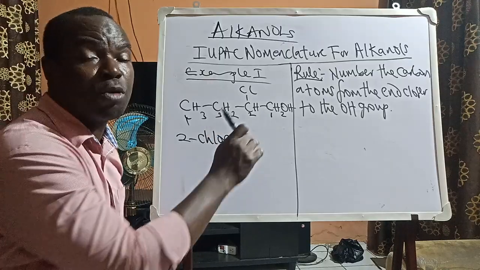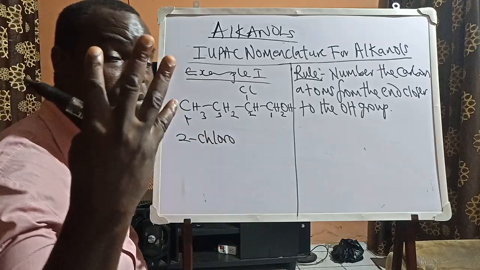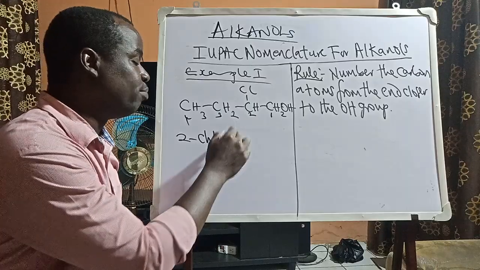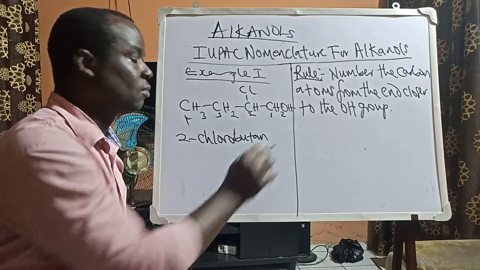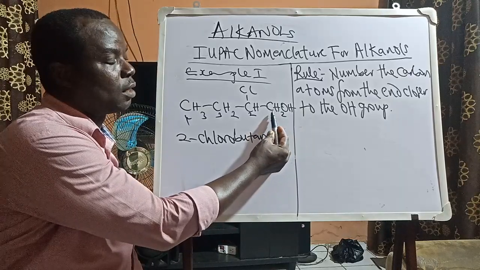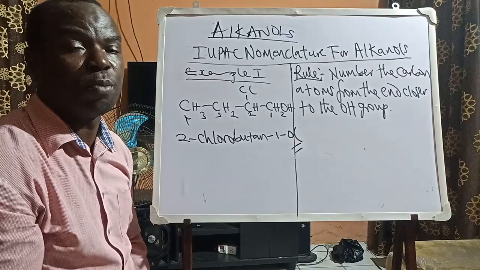Now, we look at the number of carbon atoms here. We have 1, 2, 3, 4. We have 4 carbon atoms here. And 4, according to what I taught you, is but. So we call it butan. Now, this OH belongs to carbon number 1. So we call it butan-1-ol. That's the name of the compound.